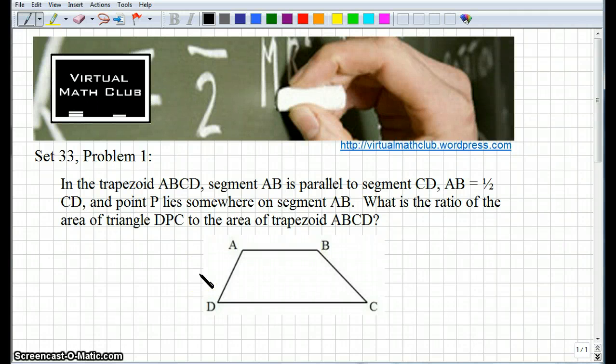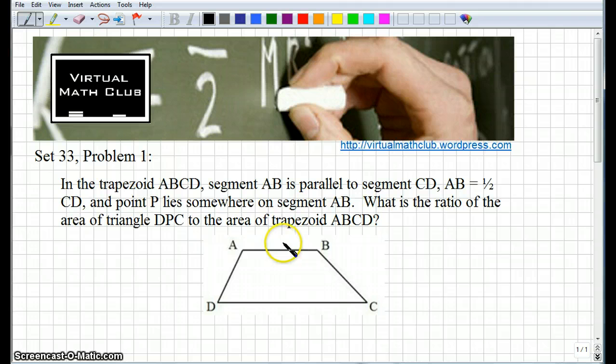All right, in problem number 1, we have this trapezoid ABCD, and it says that segment AB is parallel to CD, and that the length of AB is 1/2 of the length of CD. Okay, so I'm actually going to mark that on there.